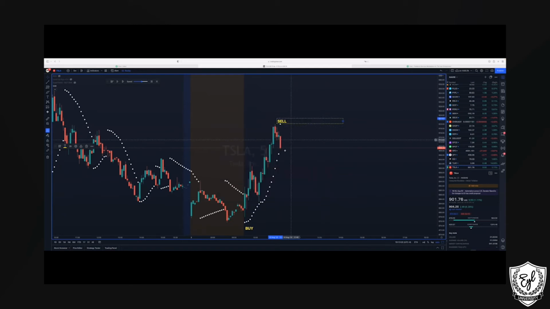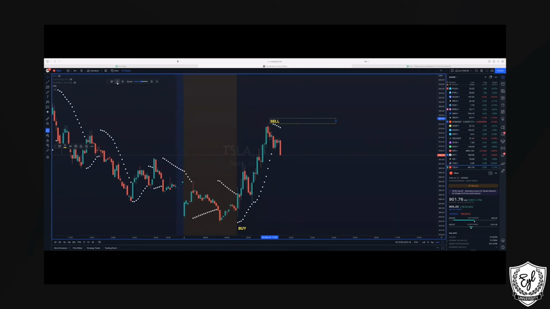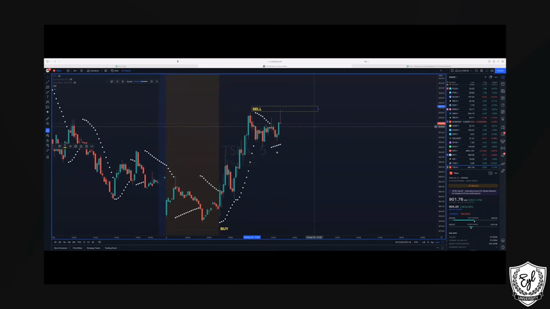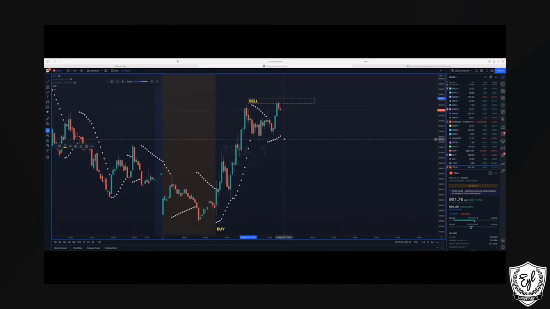Mind you, I don't know what happened after 11 or 12 a.m. when it comes to Tesla. So let's go ahead and just replay it and see what actually occurred. Called the sell signal. And then what happened? Now we're getting dots at the bottom indicating us to buy, right?